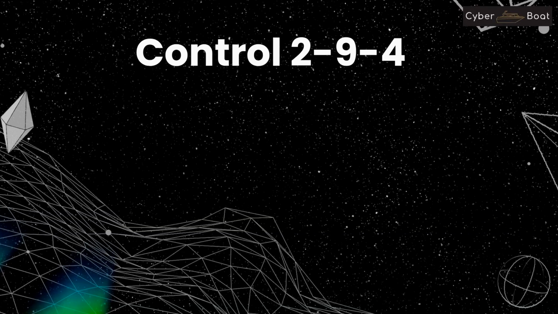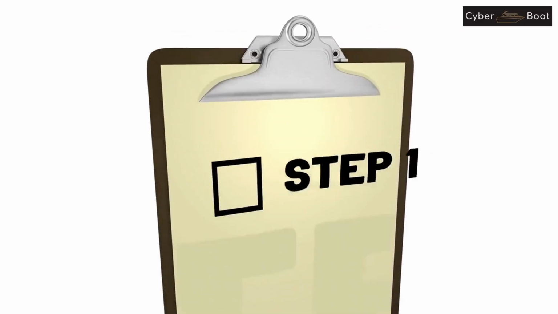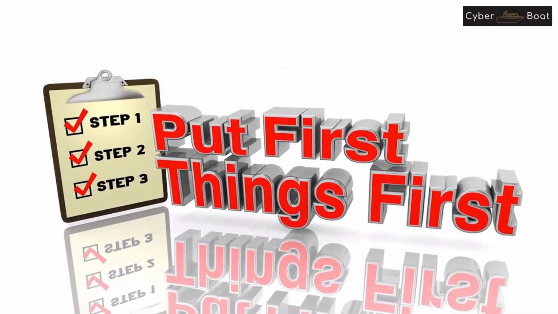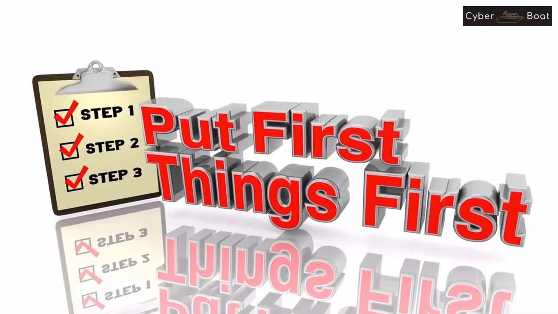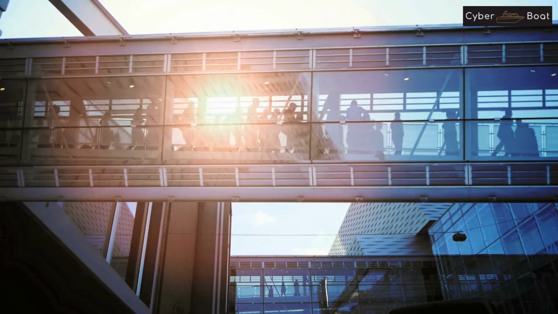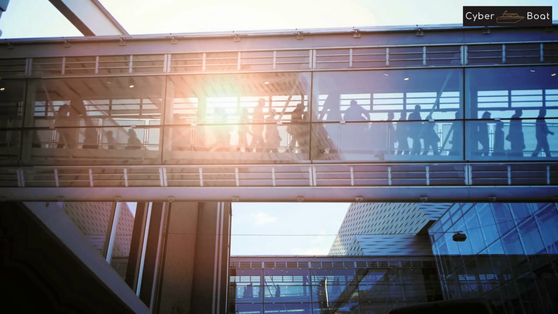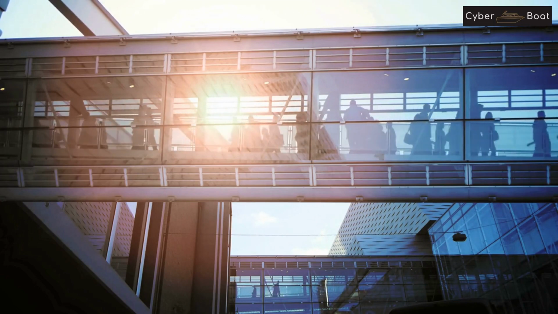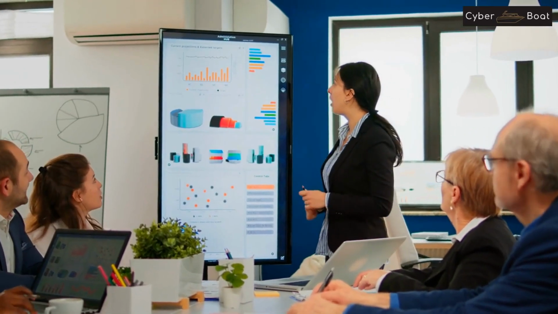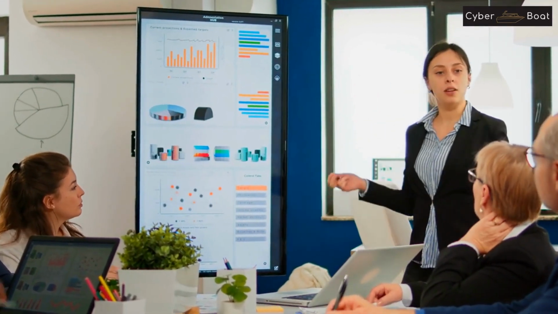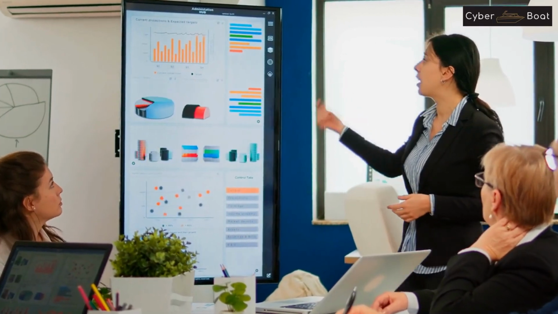Control 294. When it comes to backup and recovery management, it's crucial to have a plan in place to ensure the protection of your organization's data and information. This includes having a clear understanding of what data and information needs to be backed up, how often backups should be performed, and where they should be stored. Additionally, it's important to have procedures in place for testing and validating backups, as well as procedures for recovering data and information in the event of an incident.